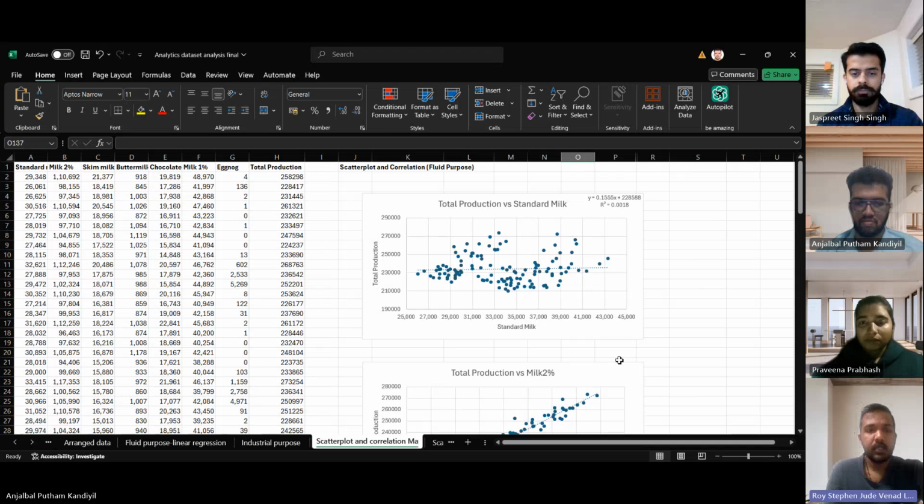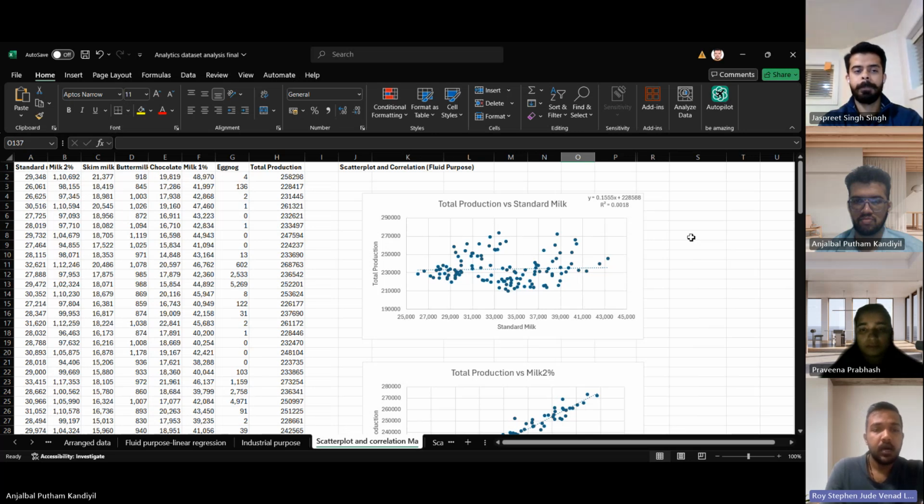For instance, the scatter plot for milk 2% versus total production showed a strong positive correlation, confirming its significant contribution to overall output. Correlation metrics were also generated to measure the strength of the relationship between variables. This matrix provided a detailed overview of how different commodities interacted.